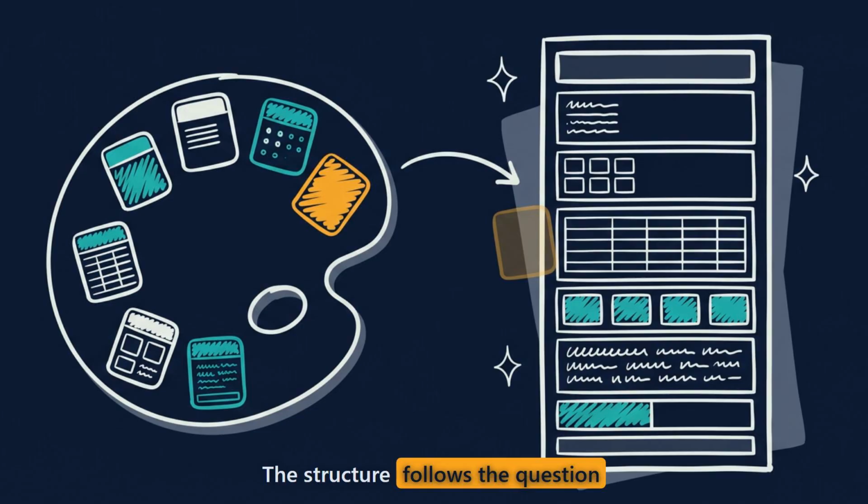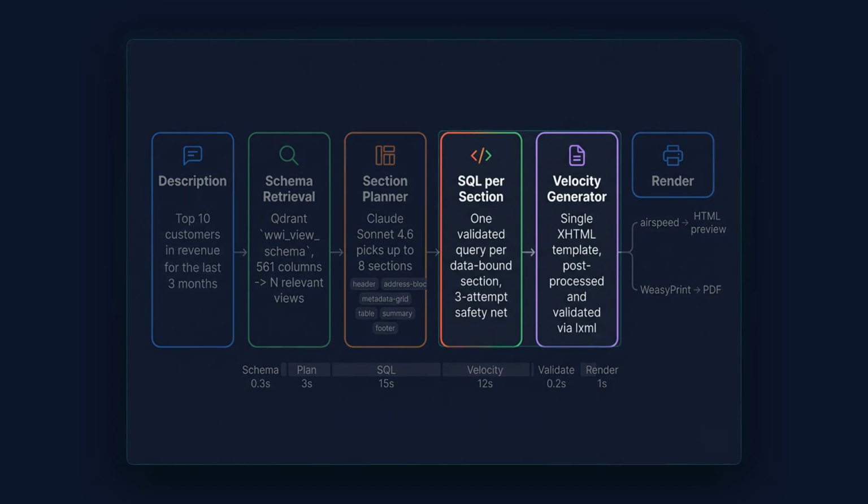A statement gets a different mix entirely. A summary report gets fewer sections and bigger text. The structure follows the question. Stage 3 writes the SQL, one validated query per data-bound section. Then, Stage 4 generates a single XHTML template that knits every one of those sections together with Velocity bindings.